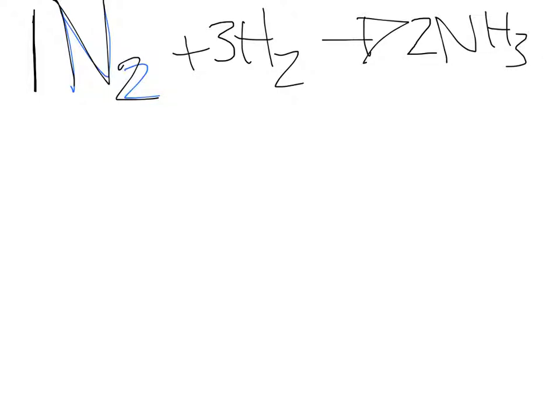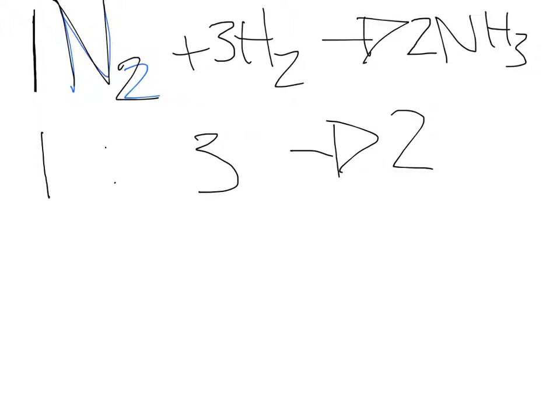I can scale that way up to moles and say that I have one entire mole, one lot of 6.02 times 10 to the 23 lots of atoms, reacting with 3 entire moles to give 2 entire moles of ammonia gas. When we deal with moles, we're talking about mole ratios. 1 is to 3 is to 2.